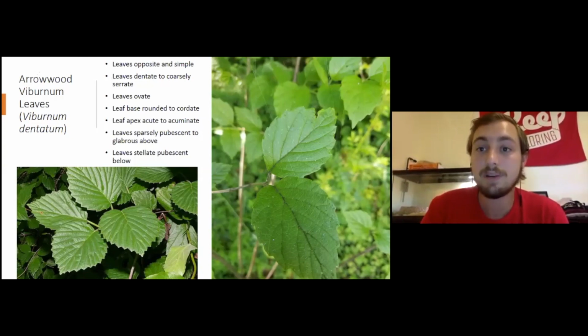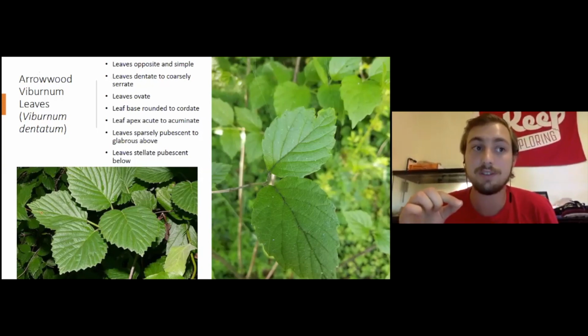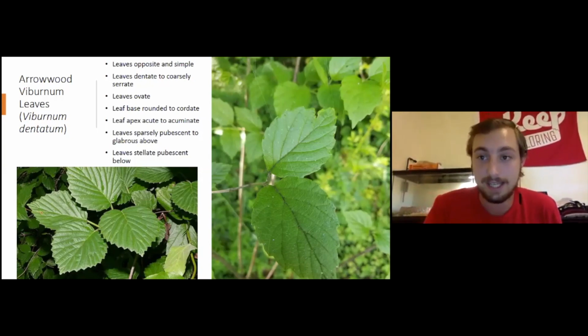Usually glabrous above, but can sometimes be slightly hairy. And then below, they actually have this interesting pubescence called stellate pubescence. And stellate just refers to a star shape. The hairs are born in one single point and then branch off from that point. There are multiple of those stellate hairs along the underside of the leaf. So it really just refers to a star-shaped pattern. Obviously, this would be another feature that you would need a hand lens to see.